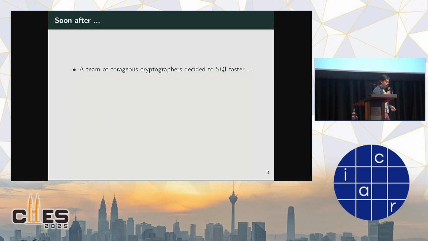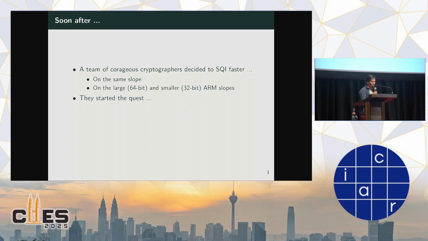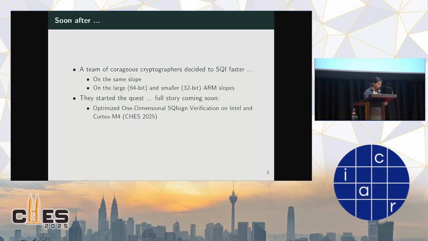Soon after these events, another team of courageous cryptographers decided that they wanted to ski faster. And they wanted to do it both on the same slope as before, and also on the larger and smaller ARM slopes. So on they went, these cryptographers, with this quest. And if you're curious to learn about the outcome of this story, then I highly suggest that you attend another SQIsign related talk that will be happening Thursday at the end of the session of the conference, which is titled "Optimized One-Dimensional SQIsign Verification on Intel and Cortex M4."